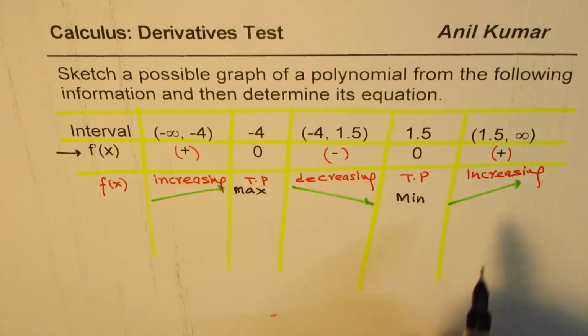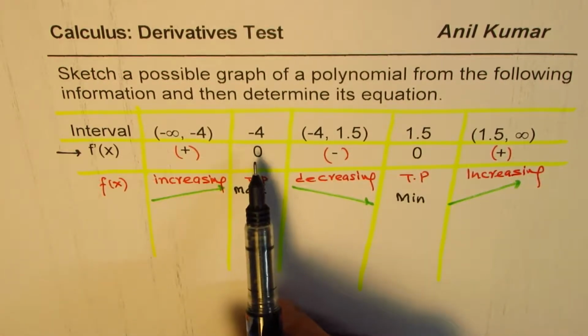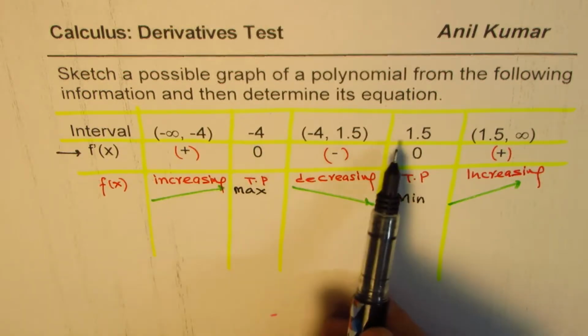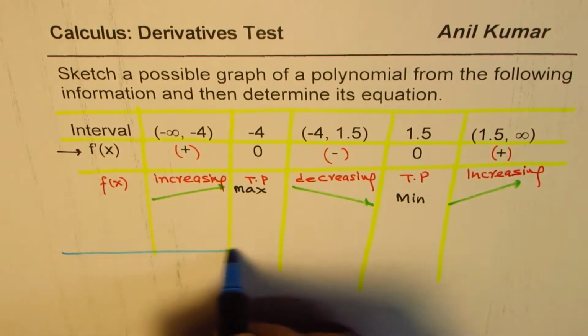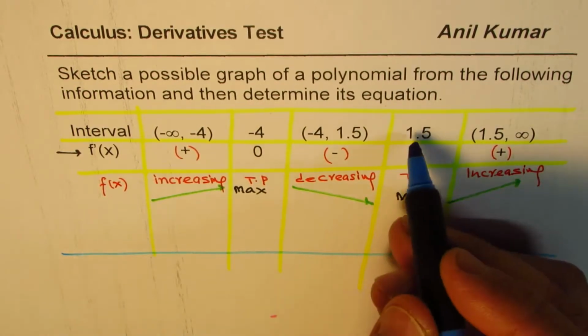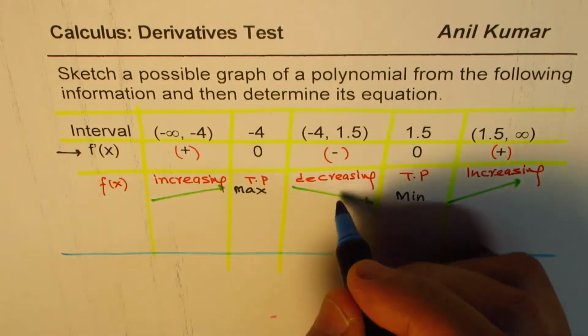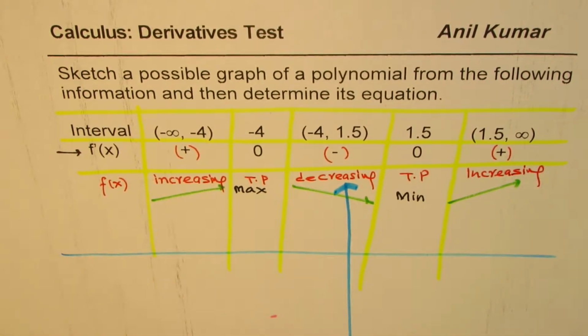So we know that the polynomial under consideration has a maximum at minus 4 and a minimum at 1.5. Now it becomes simpler for us to sketch. So what we'll do here is sketch it. Let's say 1.5 and minus 4. Let's say this is my y-axis somewhere here. I'm just making, as usual, very rough sketches, but accurate enough to understand the concept.